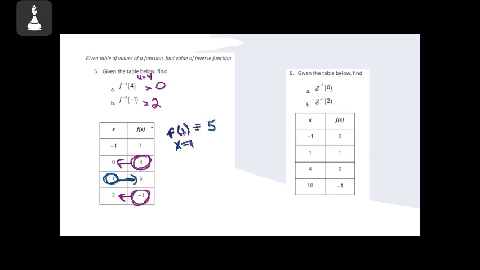Are you given f or the inverse? If you're given the inverse, you find it in the y column and go back to find your corresponding x value.